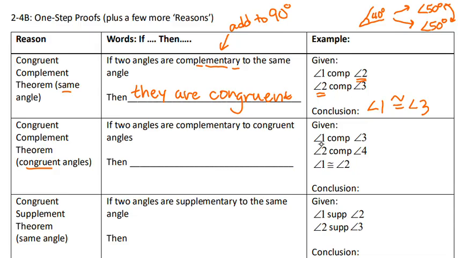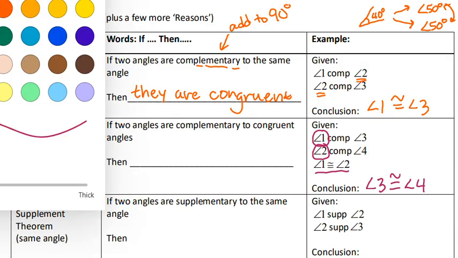Instead of having them being complementary to each other, they're both complementary to angles that we know are congruent. So 3 and 4 are congruent to 1 and 2, but 1 and 2 are the same size. So our conclusion is still going to be angle 3 is congruent to angle 4. You are allowed to use the congruent complement theorem as a reason in your proofs.